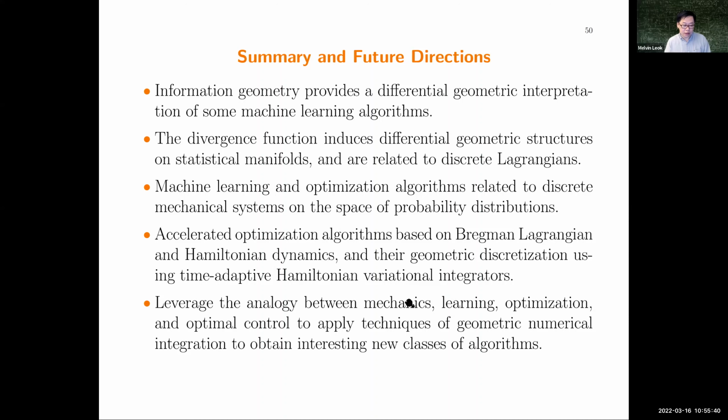So the hope in the longer term is to try to leverage this analogy between mechanics, learning, optimization, and optimal control to construct new techniques for these problems by, again, leveraging what we know about constructing geometric numerical integrators. And so with that, I will stop and I'll be happy to take any questions.